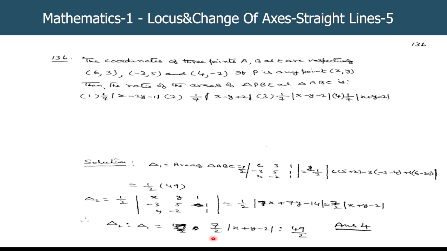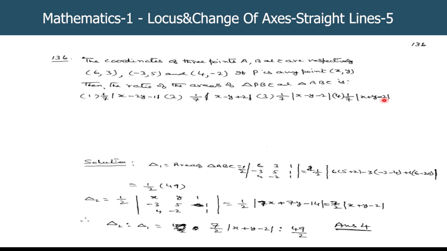136. The coordinates of 3 points A, B and C are respectively (6, 3), (minus 3, 5) and (4, minus 2). If P is any point (x, y), then the ratio of the areas of triangle PBC and triangle ABC is: 1) 1 by 7 into mod of x minus 2y minus 1, 2) 1 by 7 into mod of x minus y plus 2, 3) 1 by 7 into mod of x minus y minus 2, and 4) 1 by 7 into mod of x plus y minus 2.